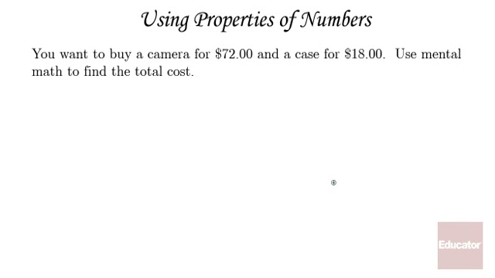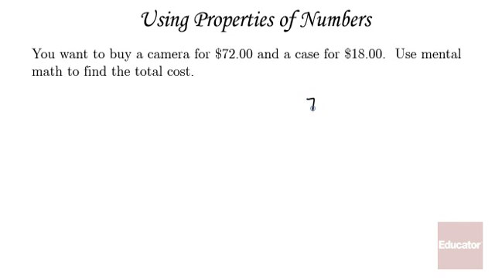Now let's use the properties. Oftentimes we may memorize the properties but not really understand how they can help us with math. Let's try to see if we can figure out how these properties will help us. You want to buy a camera for $72 and a case for $18. Use mental math to find the cost.